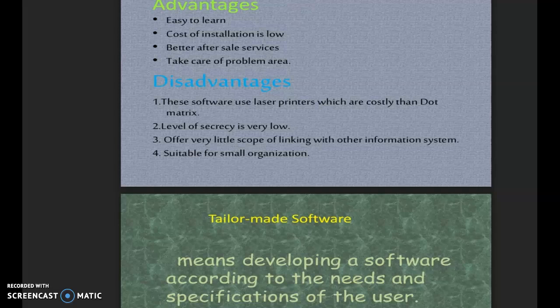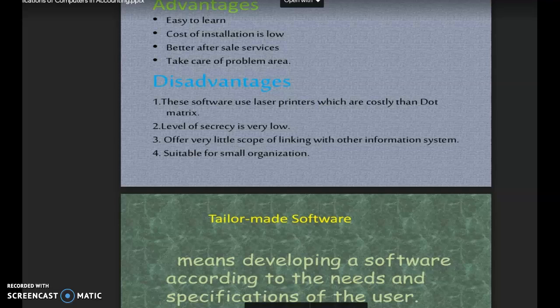That it is very easy to learn, cost of installation is low, better after sales services, and they take care of problem areas. Now these are certain very common simple advantages of the ready to use software, that it is very easy to learn, then cost of installation is very low, they have better after sales service, they also take care of any problematic area if there is any problem.